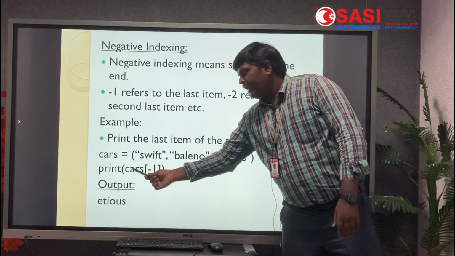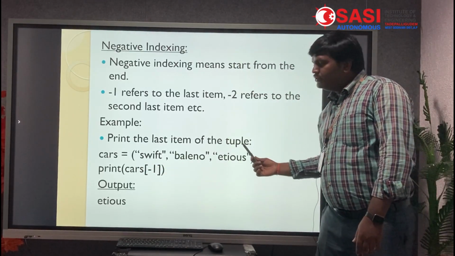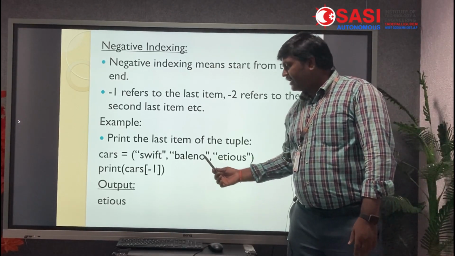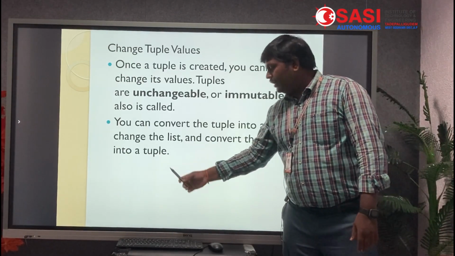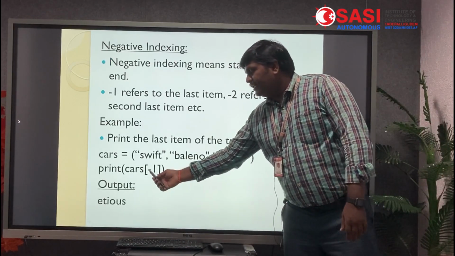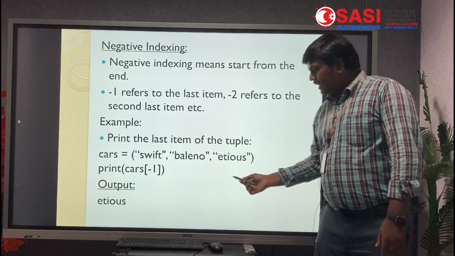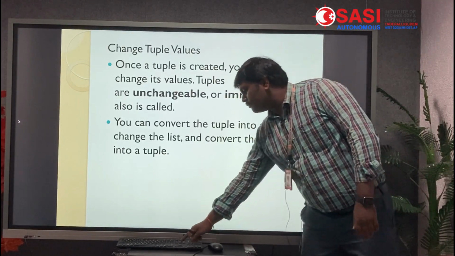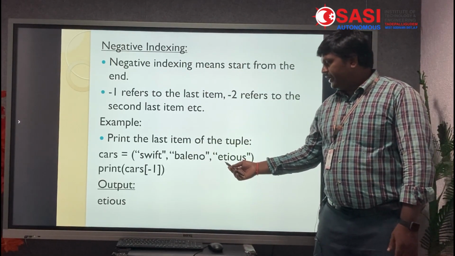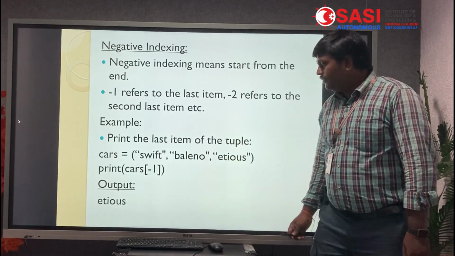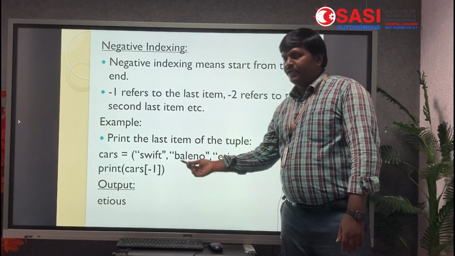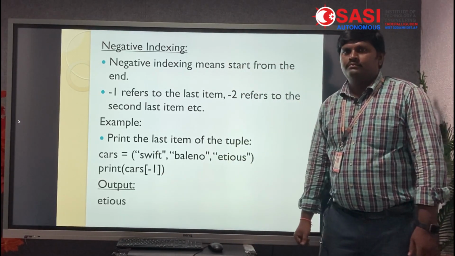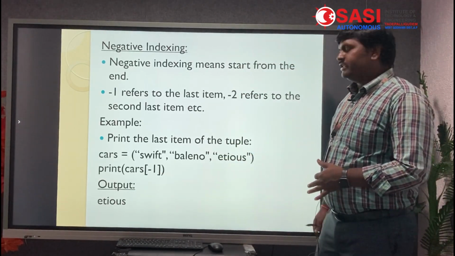If you want to access the last element, you can use negative indexing. -1 is representing the last element. That's why cars of -1 returns Etios. If you want to access the second last element, you write cars of -2, similar to list items.